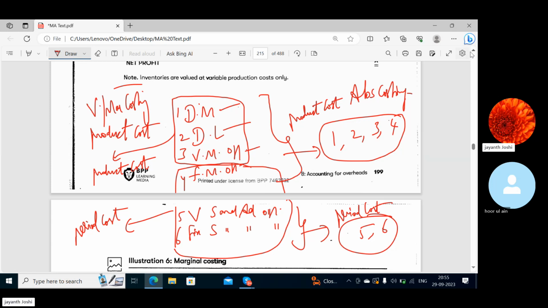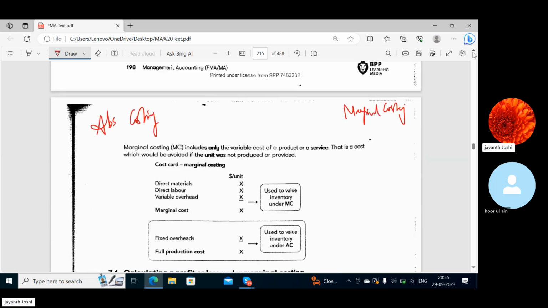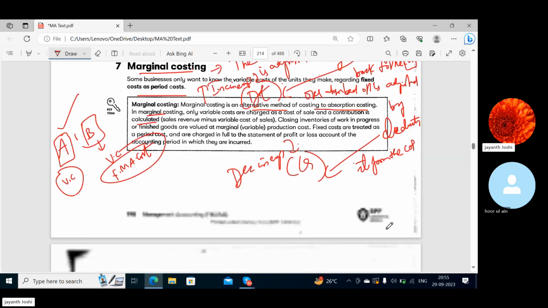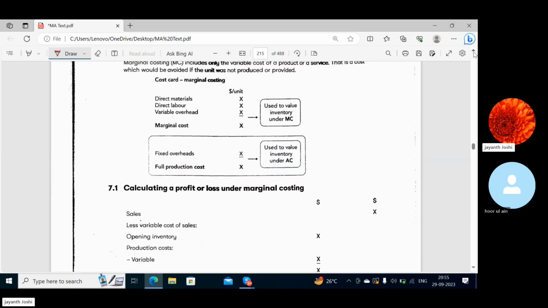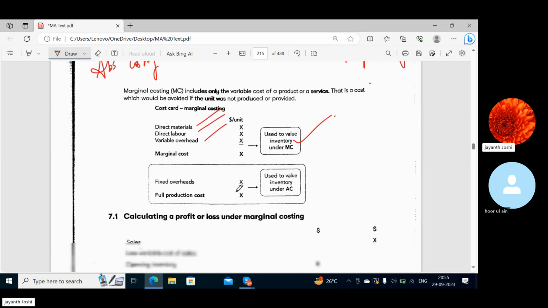This is the major difference. Nothing more to discuss. Let's see what they are saying. So what I've shown there is what you'll be finding here. You can see in marginal costing: material, labor, variable overheads are used to value inventory under marginal costing, and fixed and variable production cost are used to value inventory under absorption costing.